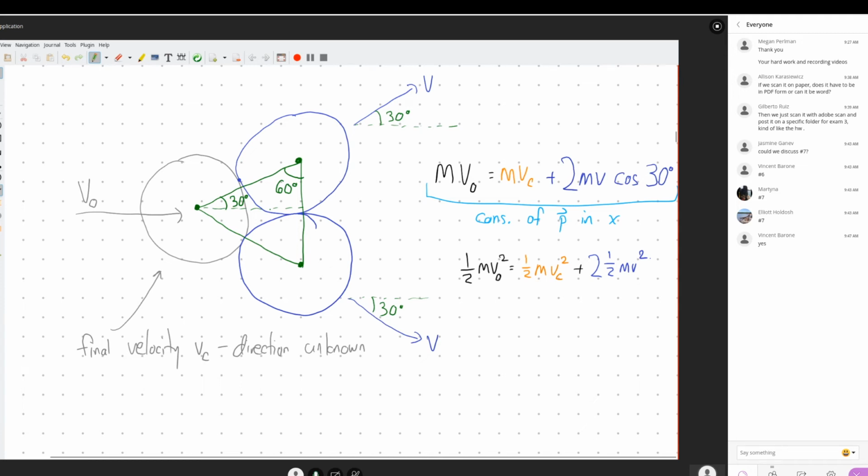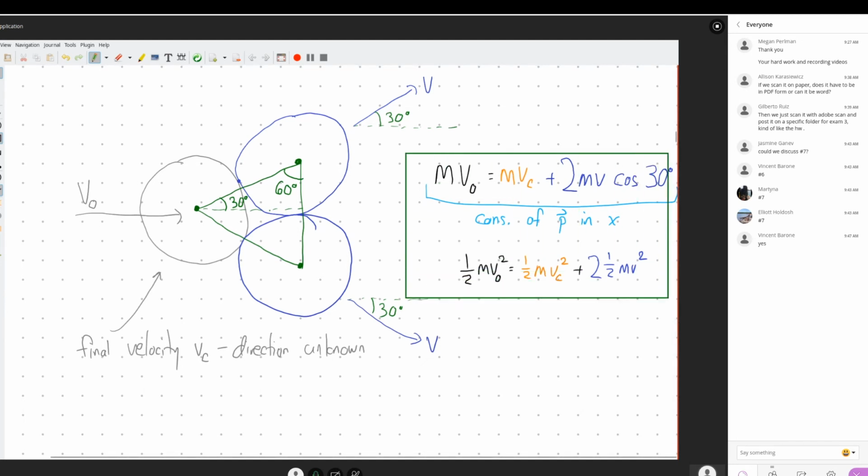So here I've got a system of two equations in two variables. The two variables are v, the final velocity of the other two balls that were struck, and the final velocity of the cue ball. So I've got two things I need to solve for, and I have two equations, so I can in principle do that. And after that, it's just a matter of doing algebra.